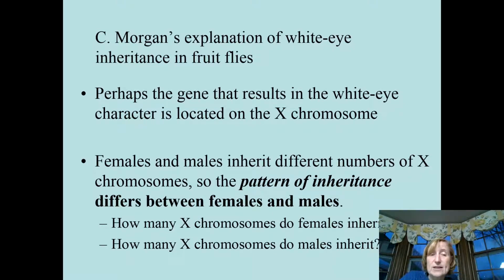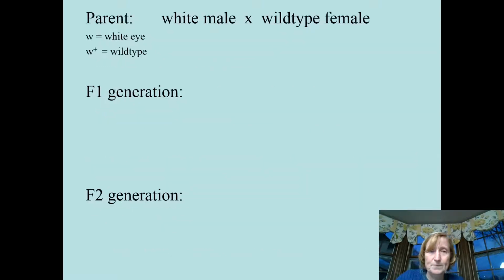We know that males and females inherit different numbers of X chromosomes. Females inherit 2 X chromosomes, and males only inherit 1. So that could change the pattern of inheritance between males and females. Let's check it out. Let's see if Morgan's hypothesis makes sense.